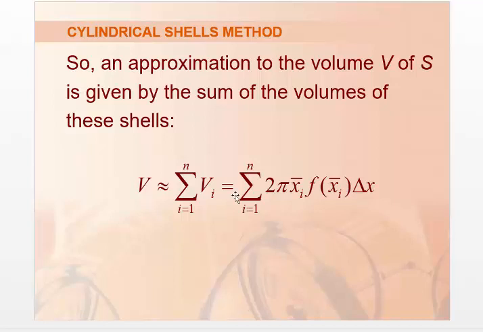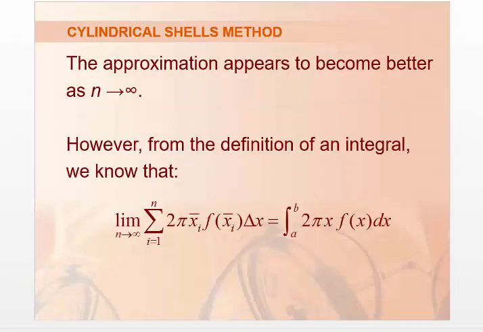But then we know from previous classes that if we want to get the actual area, we will use n rectangles, and we will figure out what happens as n goes to infinity. The approximation appears to become better as n goes to infinity. From the definition of the integral, if we take an infinite number of rectangles, that just becomes the integral from a to b of 2 pi x f of x dx. Look at this: the average radius just becomes whatever the x value is, the height is just given by the functional value, and our delta x gets replaced by dx.